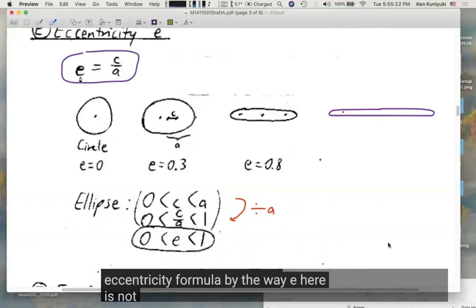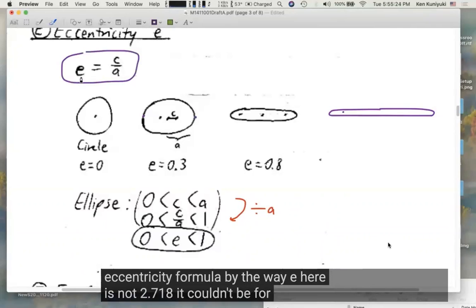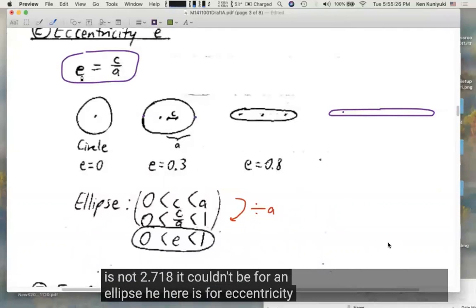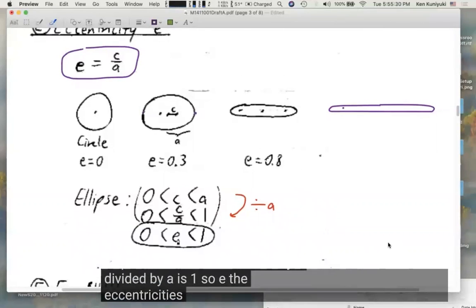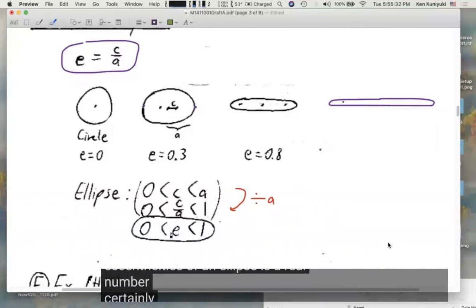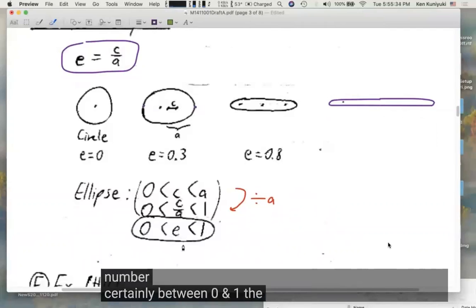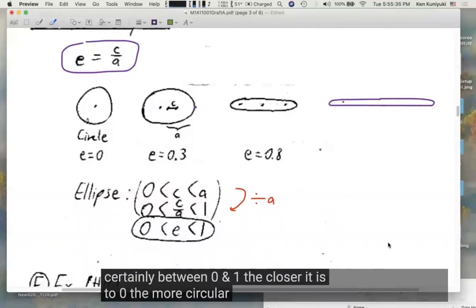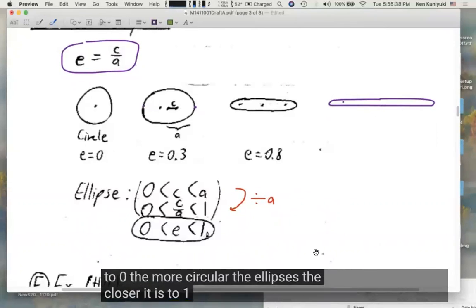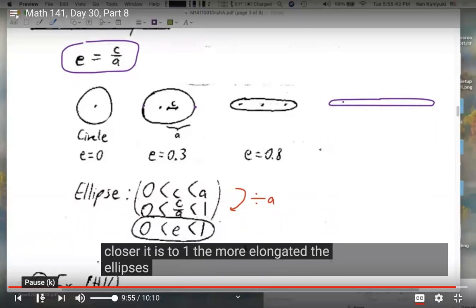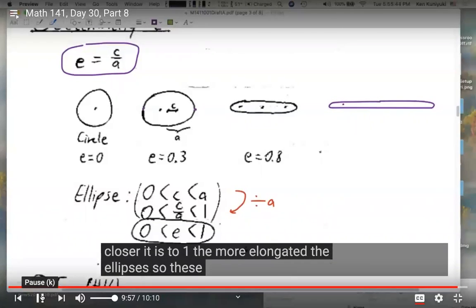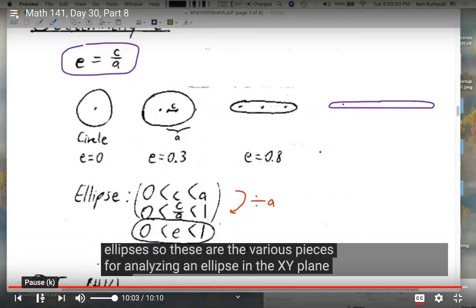By the way, e here is not 2.718. It couldn't be for an ellipse. E here is for eccentricity. A divided by a is 1. So e, the eccentricity of an ellipse, is a real number between 0 and 1. The closer it is to 0, the more circular the ellipse is. The closer it is to 1, the more elongated the ellipse is. So these are the various pieces for analyzing an ellipse in the XY plane.